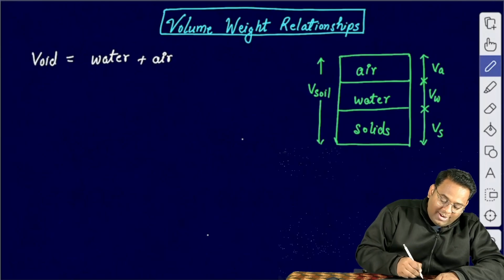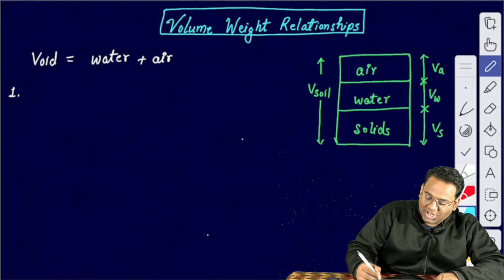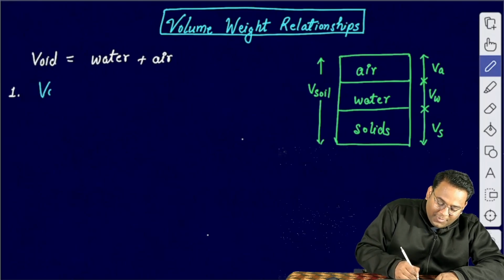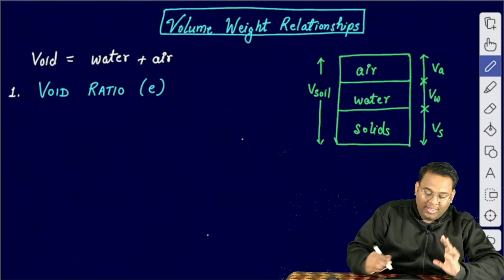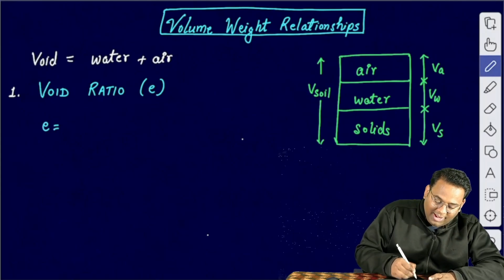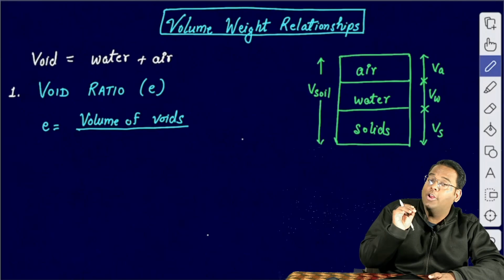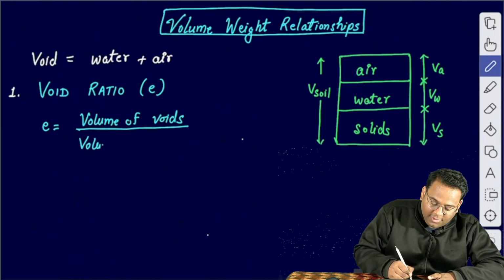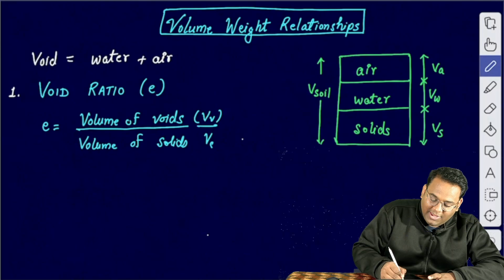So let's move ahead to the first term that we are going to talk about in this particular lecture, and that is void ratio. This void ratio is represented by the term small e. This small e is nothing but the ratio of volume of voids, as the name suggests, it tells us about the voids. So it is the ratio of volume of voids to the volume of solids. We can simply represent it as Vv divided by Vs.